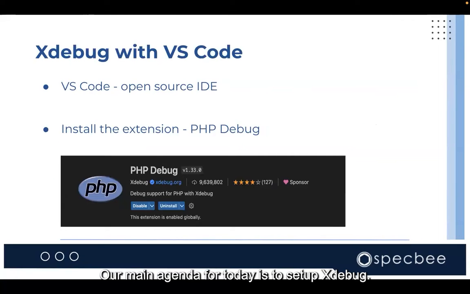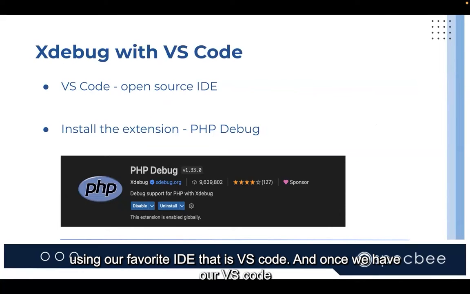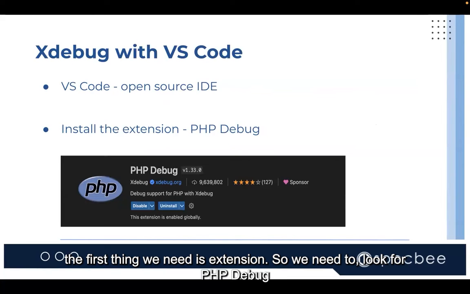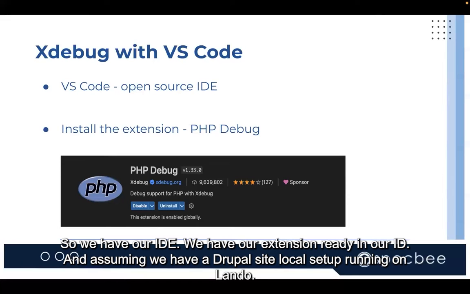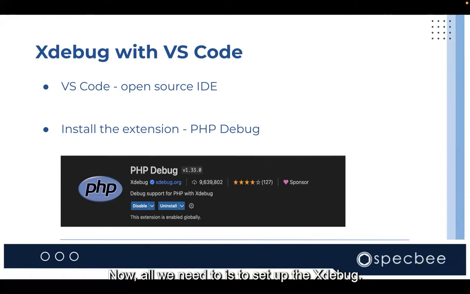Our main agenda for today is to set up XDebug using our favorite IDE, that is VS Code. And once we have our VS Code, the first thing we need is an extension. So we need to look for the PHP Debug extension and then install it. So we have our IDE, we have our extension ready, and assuming we have our Drupal local setup running on Lando, now all we need to do is set up XDebug.